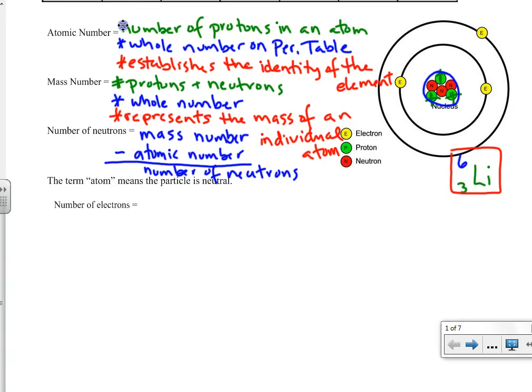Now, anytime the word atom is used, there's an implication that that particle is neutral. And in order for a particle to be neutral, the number of positive particles has to be equal to the number of negative particles. Well, electrons are negatively charged. Protons are positively charged. So if the number of electrons equals the number of protons, then the atom will be neutral.